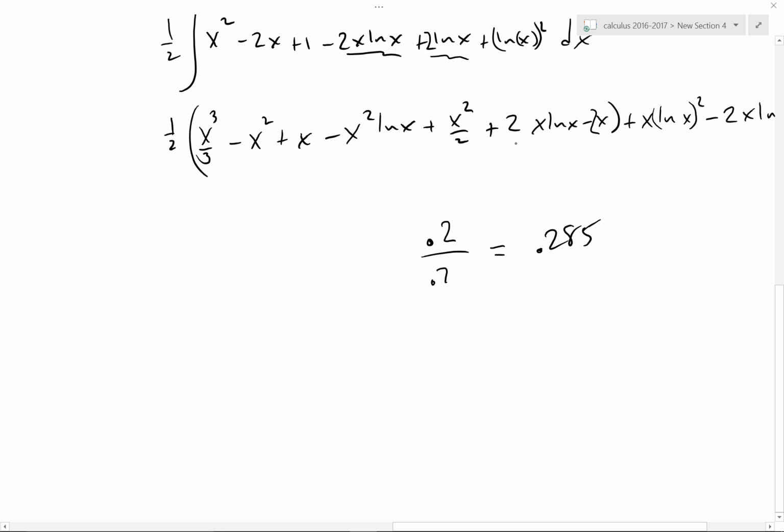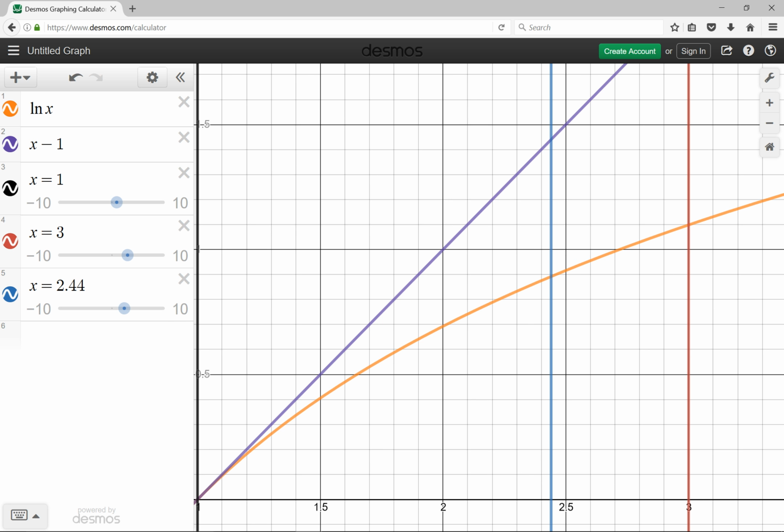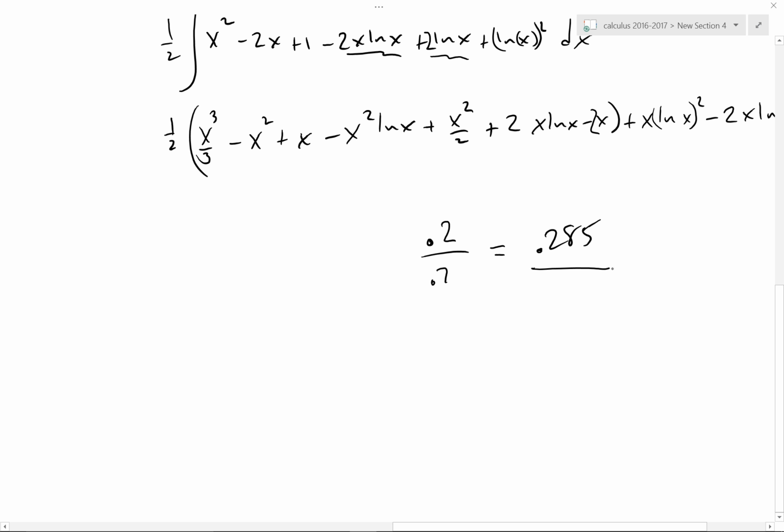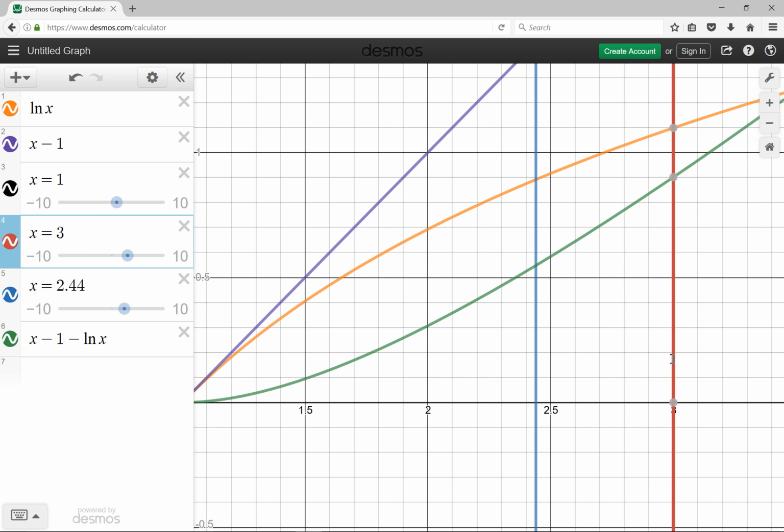Okay. Now, where are you going wrong, Mr. Grimm? So, friends. What did I say? This 0.285 right here? Yes? That's what I said? Does that seem weird to you? It does seem weird to me, but only because of this. If I did this, x minus 1, right, minus ln of x, I get this number down in here, which is this green fella.